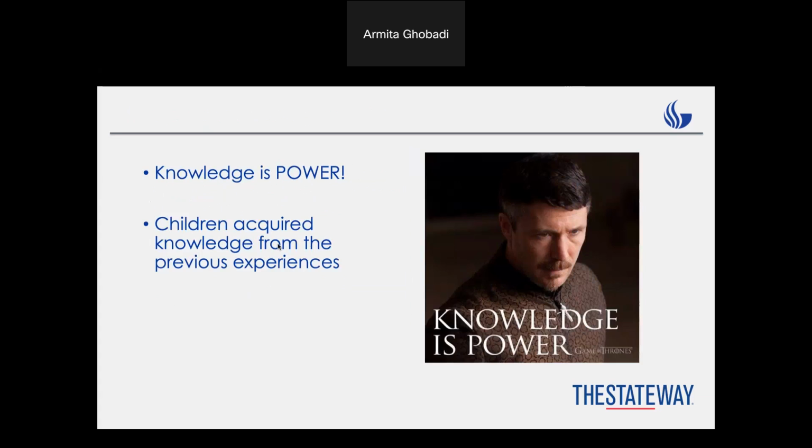It is knowledge. You have to have knowledge about music. You have to have knowledge about different types of dialects and accents to recognize one specific accent. Children in general are acquiring a wide range of knowledge from their previous experiences or their current experiences. And this is the same case for adults as well.